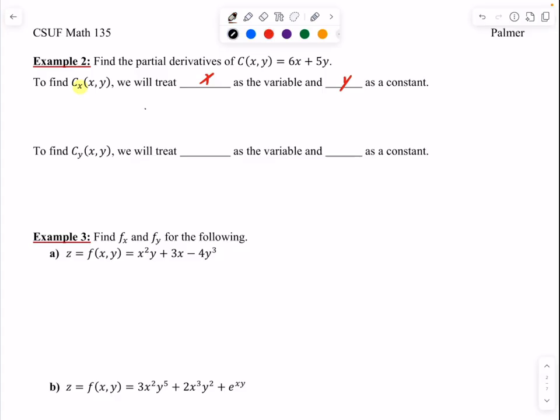So when we move on to finding the derivative, if we are treating y as a constant, well, 5 times a constant is a constant itself. So if y is a constant, the derivative of a constant is 0. So I essentially am not looking at the 5y at all anymore because the derivative of that will be 0. So I just now need to take the derivative of 6x, which is 6.